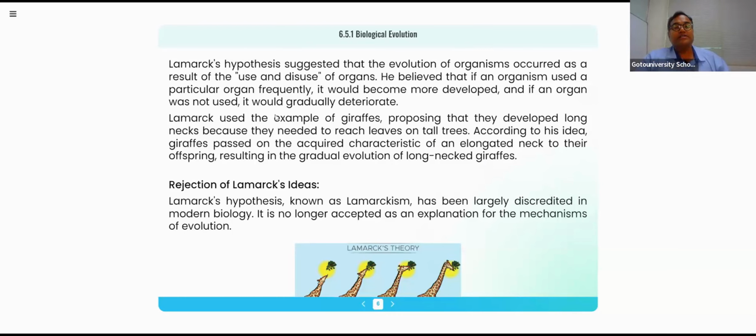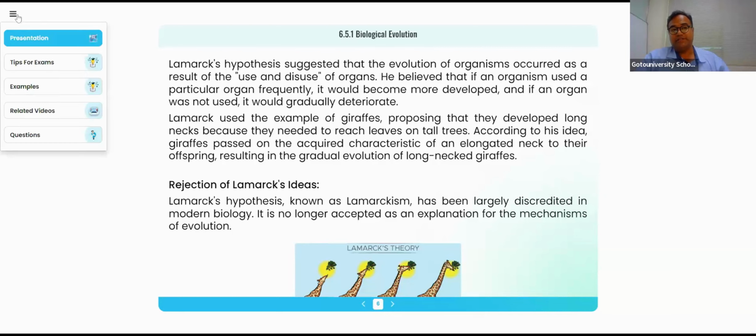So what we need to understand is basically the use and disuse of the organ. Of course, it is accepted in a few cases, but not in all cases. Use and disuse of the organ: if the organs are not used, this organ will vanish. For example, once upon a time, our ancestors went for grazing. They took the green grasses and they survived very nicely.